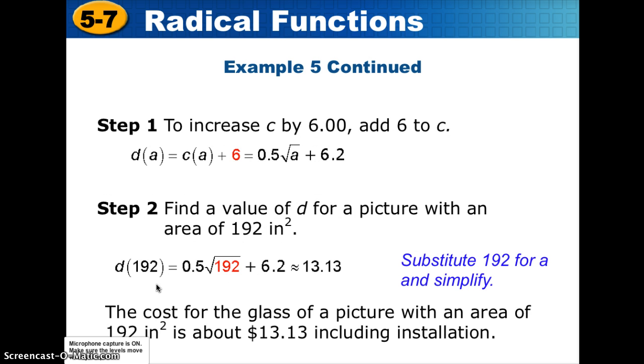So we recognize that our function d of a is the cost function c of a plus the $6 to install the glass. So you can see that in step 1. In step 2, we're going to actually plug in our area, the 192 square inches of glass, so that we can come up, once we calculate, with $13.13, including installation.